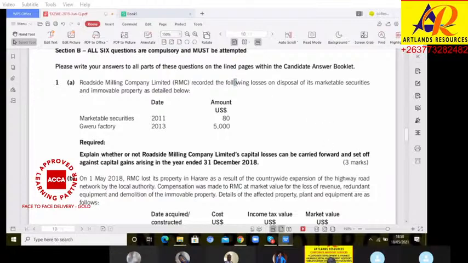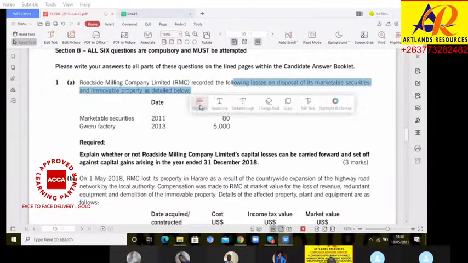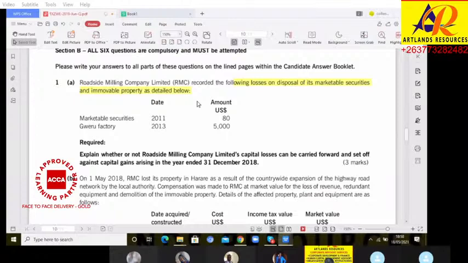Right. These losses you get on disposal of marketable securities or immovable property, what special name are they given? It starts with a C. They are capital losses. Yes, they are called capital losses. And how do we treat capital losses?